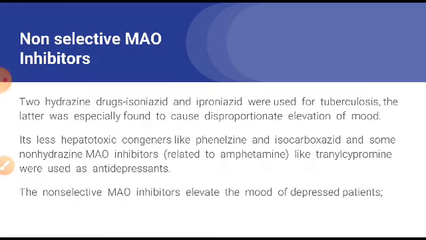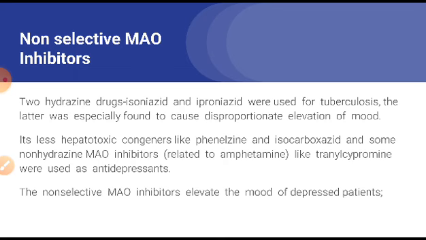So first we'll see the first category, which is called non-selective MAO inhibitors. In this, we have two hydrazine drugs. You may remember isoniazid. Isoniazid is one of the core components of antitubercular treatment. The other drug is iproniazid. This also belongs to the hydrazine category.